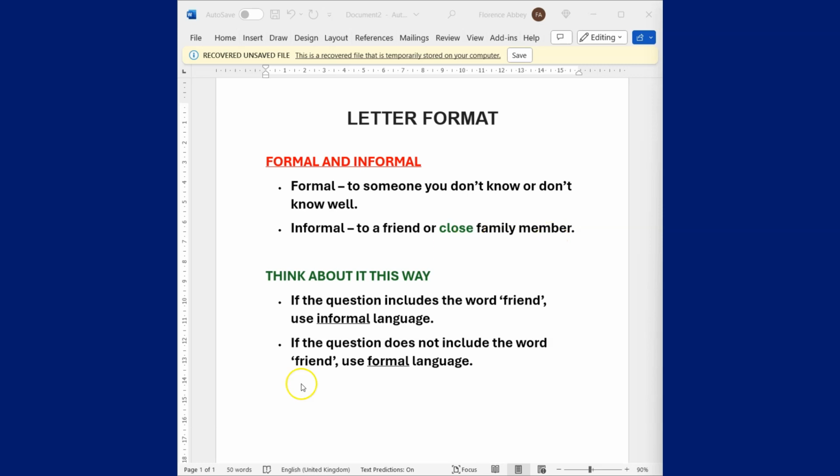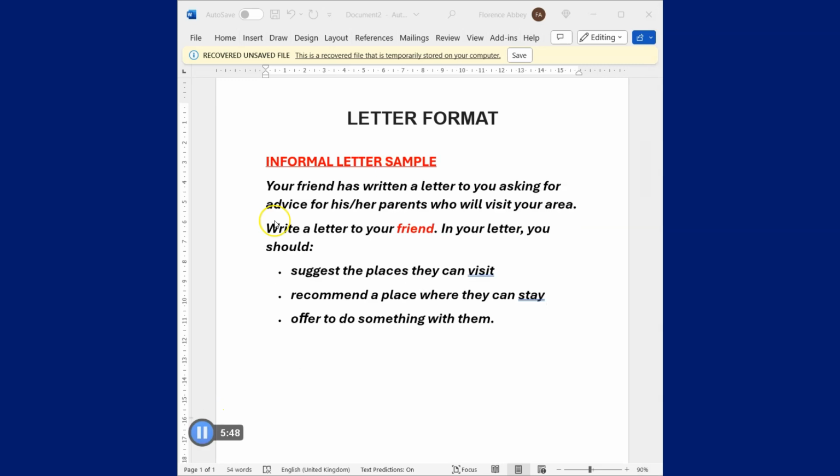Let's look at some of the examples of a formal or informal letter. This is an example of an informal letter. Let's read. Your friend has written a letter to you asking for advice for his or her parents who will visit your area. Write a letter to your friend.